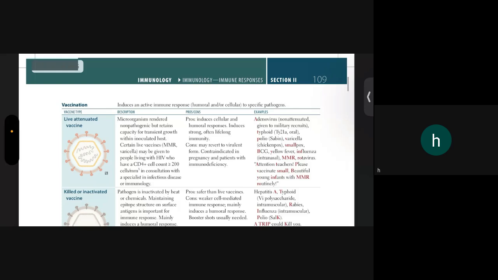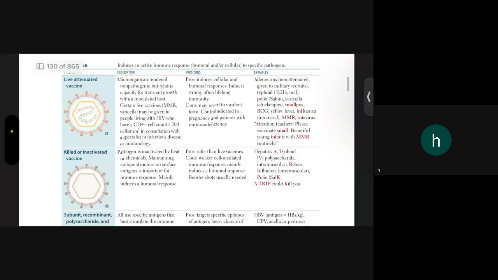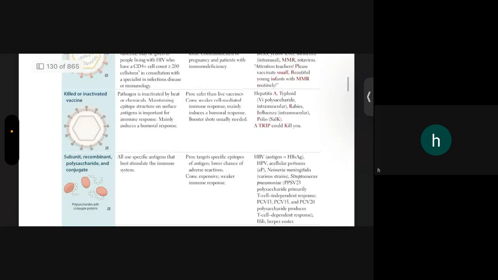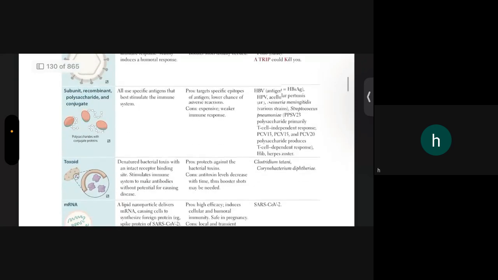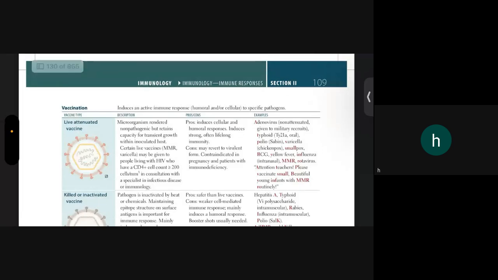So live attenuated vaccines we discussed already in detail, but I'll have a quick overview. The killed vaccine we discussed, the combined conjugate and toxoid and mRNA, right? So the idea here of giving a live vaccine: in a live vaccine, what do we do? We take a bug, and we weaken the vaccine, right?